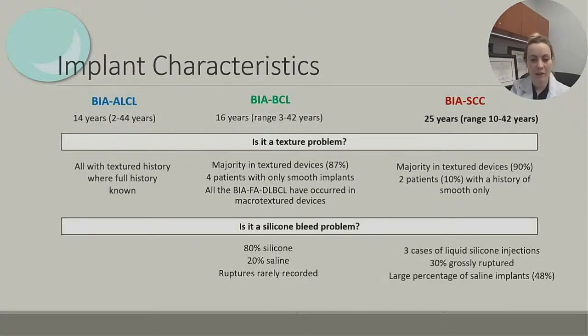Another question that came up is, is it a rupture or silicone bleed problem? I don't think this is the case, because these have been reported in cases with saline implants only. Also, just of note, the squamous cell carcinomas have been reported in 3 different cases in the setting of liquid silicone injections, which I don't think has been reported with the lymphomas.